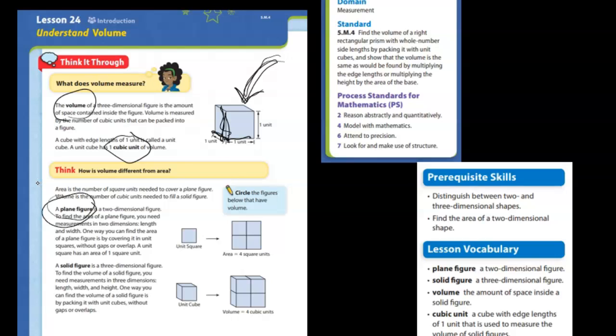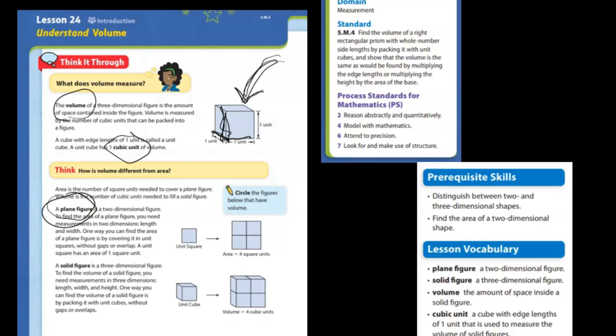Next one, a plane figure. A plane figure is a two-dimensional figure. It's something that's flat, like the floor. You can put things on a floor, but you cannot put things in a floor. So that is when we use a plane figure, and that is when we use area.